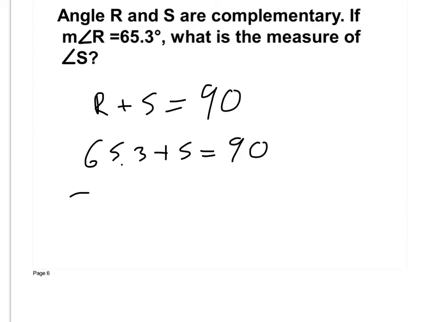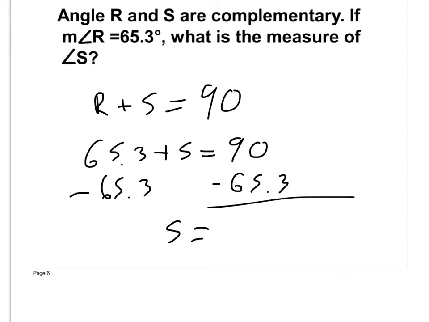So I subtract 65.3 from 90. S would be what? 25.7. Yeah, that. Any questions? Actually, it'd be 24, not 25. Any questions?